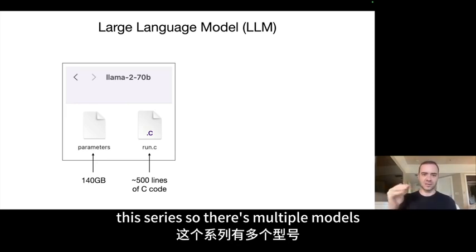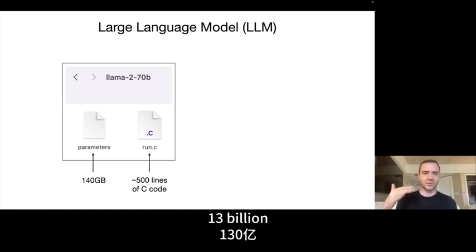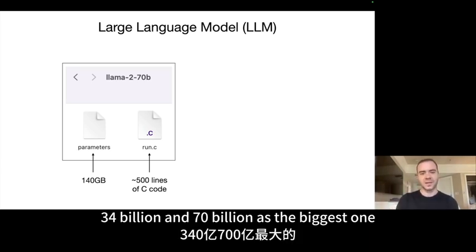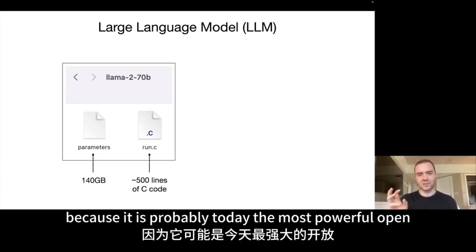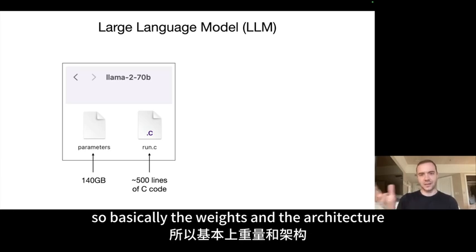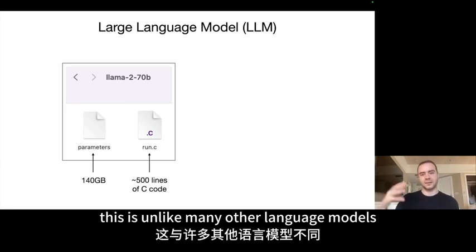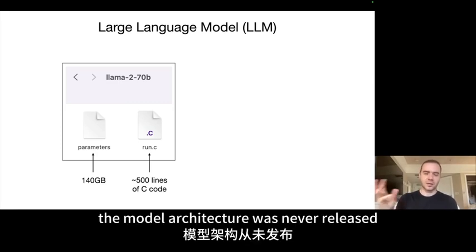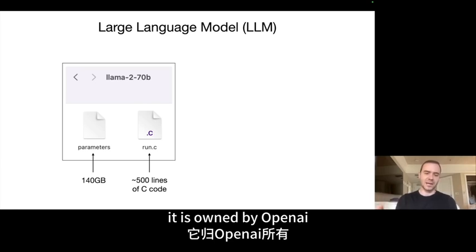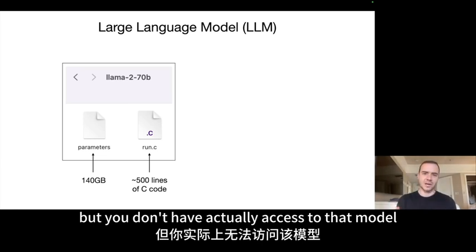So there's multiple models belonging to the Llama 2 series: 7 billion, 13 billion, 34 billion, and 70 billion is the biggest one. Now, many people like this model specifically because it is probably today the most powerful open weights model. So basically the weights and the architecture and a paper was all released by Meta. So anyone can work with this model very easily by themselves. This is unlike many other language models that you might be familiar with. For example, if you're using ChatGPT or something like that, the model architecture was never released. It is owned by OpenAI, and you're allowed to use the language model through a web interface, but you don't actually have access to that model.